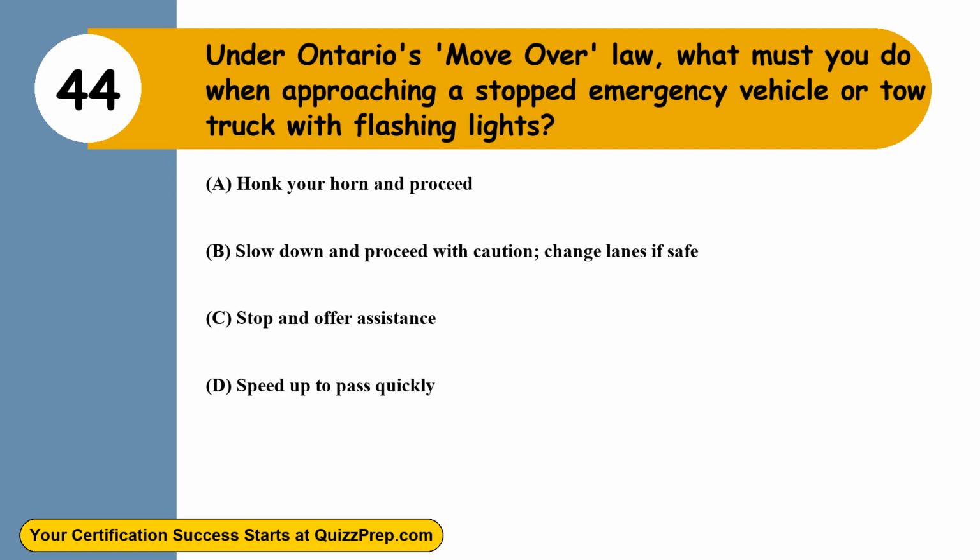Question 44. Under Ontario's Move Over law, what must you do when approaching a stopped emergency vehicle or tow truck with flashing lights? Option A. Honk your horn and proceed. Option B. Slow down and proceed with caution, change lanes if safe. Option C. Stop and offer assistance. Option D. Speed up to pass quickly. The correct answer is option B.